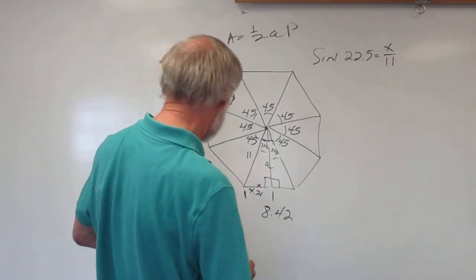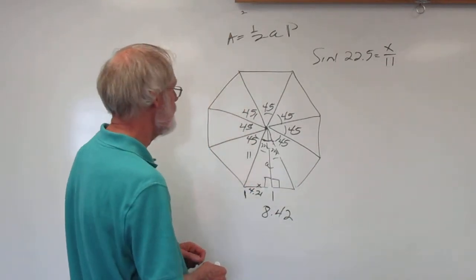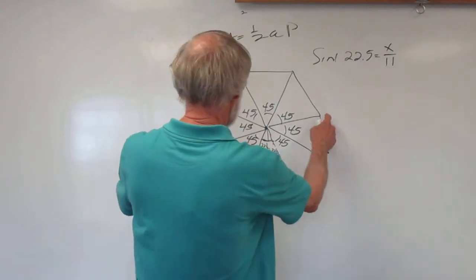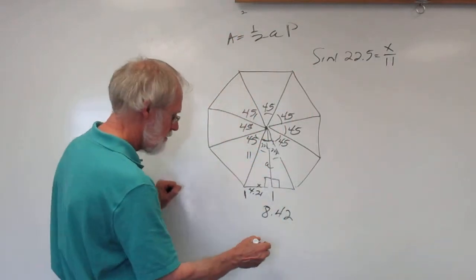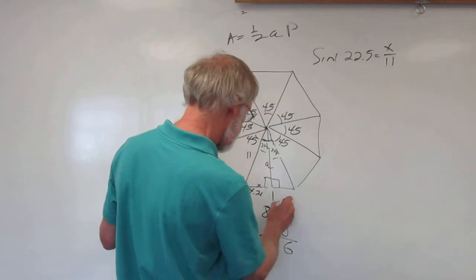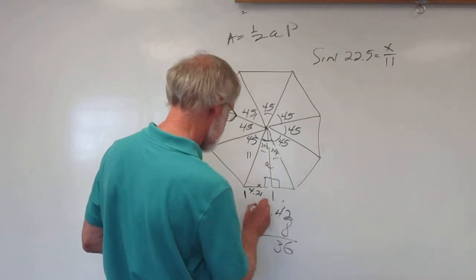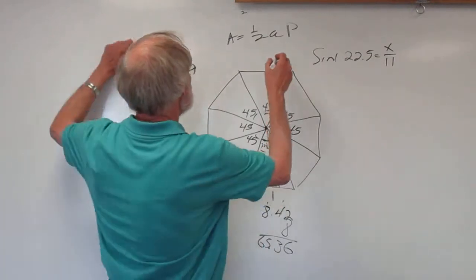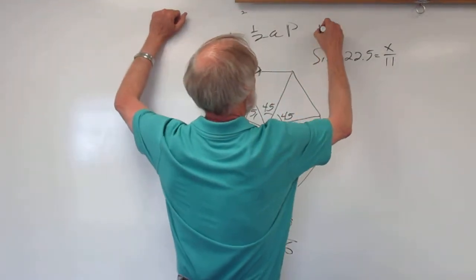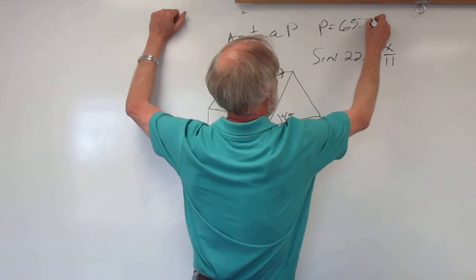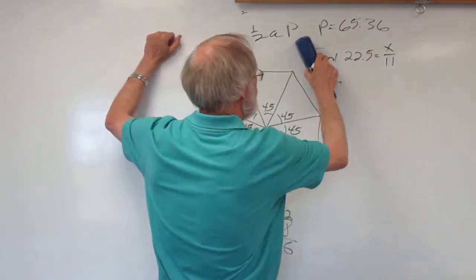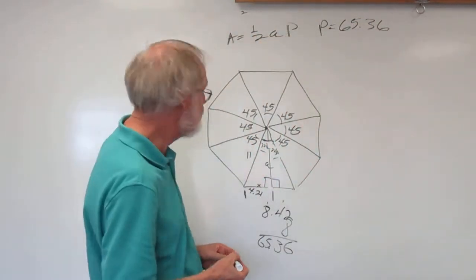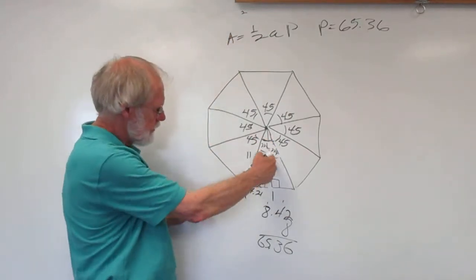And then, since we have 1, 2, 3, 4, 5, 6, 7, 8 sides, I multiply that by 8, and I get 65.36. So the perimeter up here is 65.36.